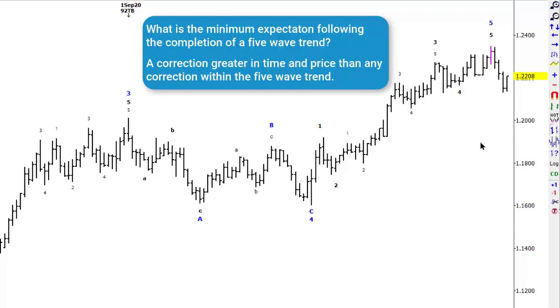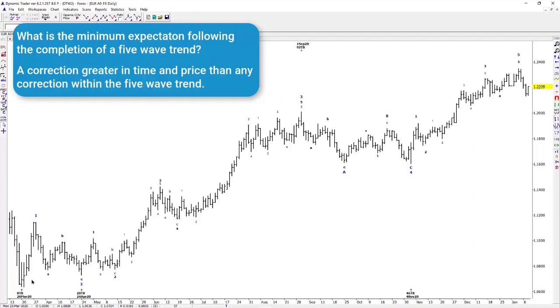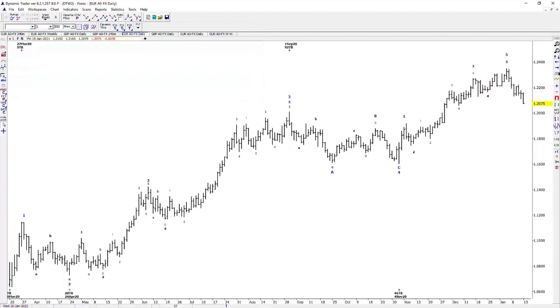Well, we'd anticipate a correction greater in time and price than any correction since the March low. In other words, greater than the wave 2, greater than the wave 4. The wave 4 was not a significant decline in price, but it was significant in time, and we'd anticipate something greater in time and price than either the wave 2 or the wave 4.